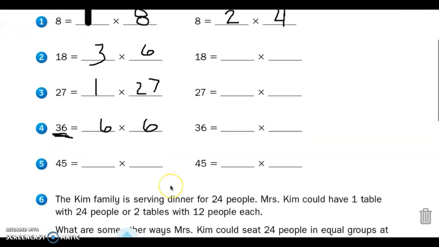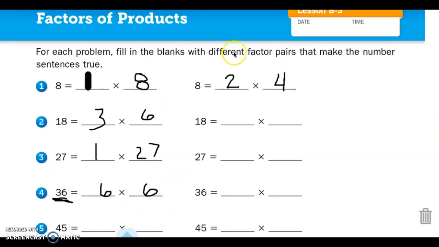Oh, boys and girls, I forgot to tell you. Could I also put 8 times 1 over here? 8 times 1 equals 8. That does. But is that a new fact pair? 1 and 8 and 8 and 1, fact pairs of 8.